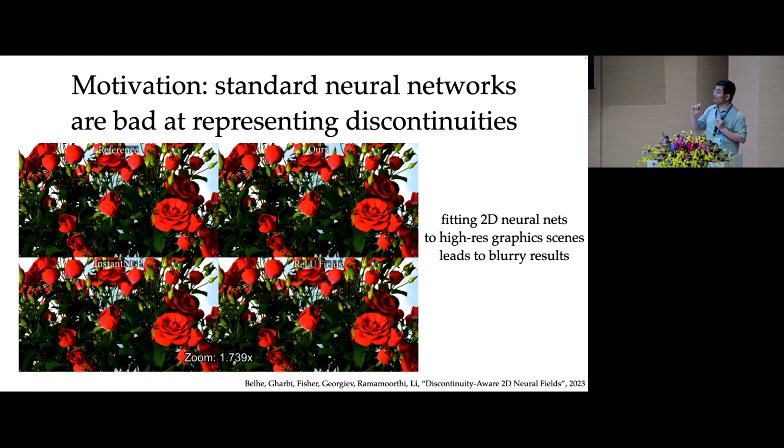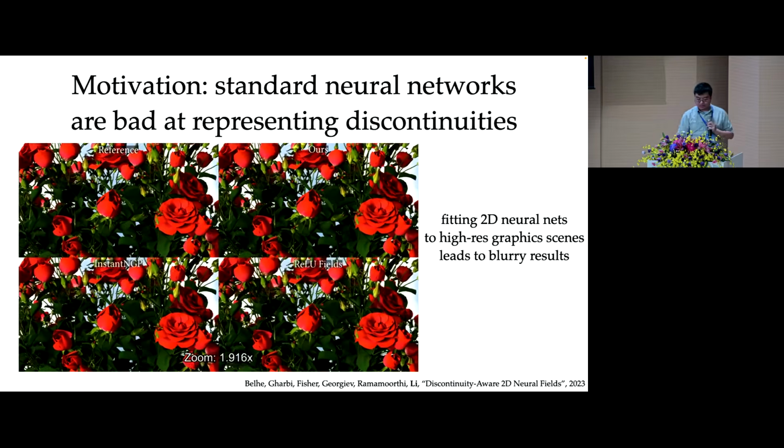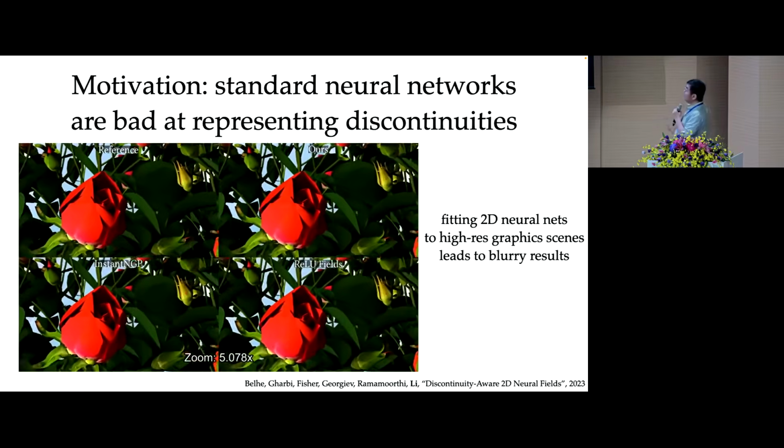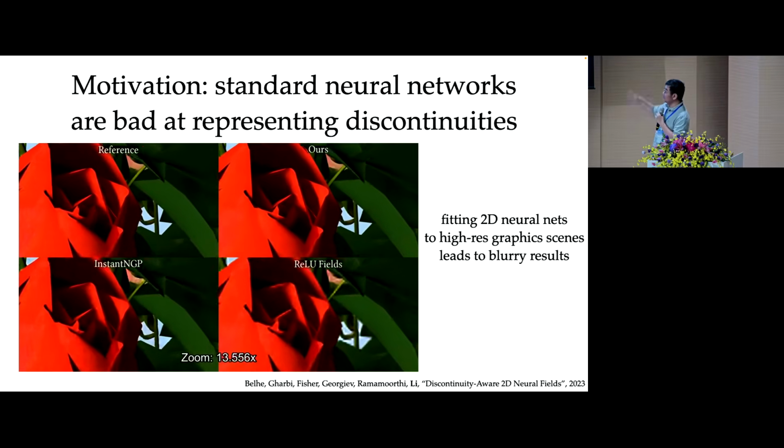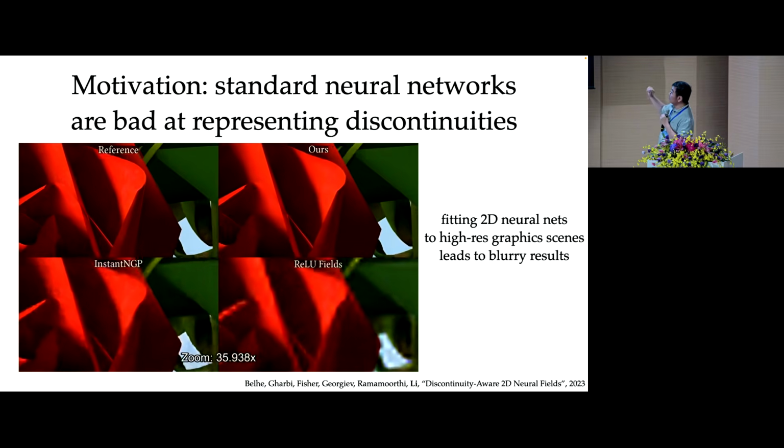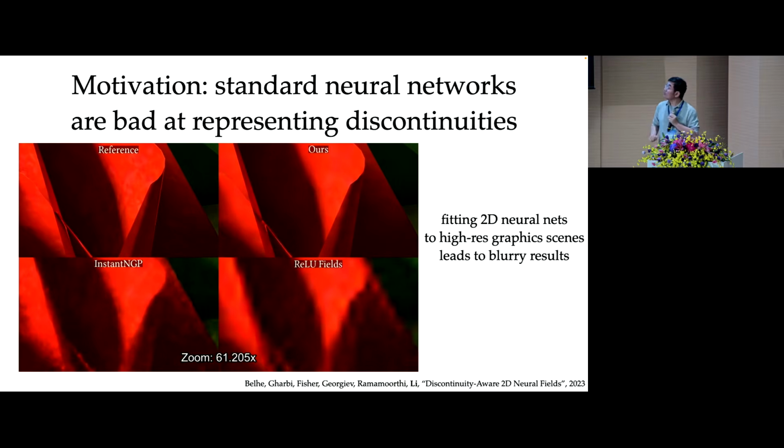So the motivation is this. This is one kind of arbitrary task we ask neural networks to do. We want to fit a 2D neural network to represent a very, very high resolution image. It looks fine at this view, but as we zoom in, you'll start to see that both Instant NGP and ReLU Fields, which are just fancy neural networks, start to have trouble representing discontinuities. The reference is on the top left, and Instant NGP and ReLU Fields don't represent the discontinuity. They blur out a little bit, and it gets worse as you zoom in more. Okay?